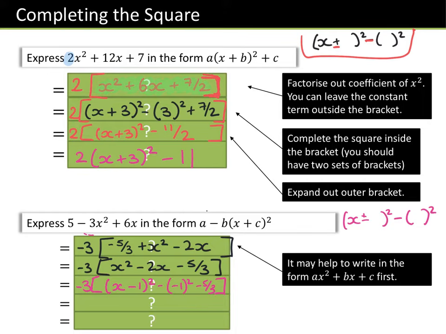Now what I'm going to have is minus 3, open bracket, x minus 1 squared, minus 1 squared is 1, minus 1, minus 5 over 3 becomes minus 8 over 3. Then I'm going to multiply everything by minus 3, so I'm going to get minus 3 bracket x minus 1 squared plus 8. Again, a lot of the multiplication I'm doing in my head, and we should be at the stage where we're comfortable doing this in our head.